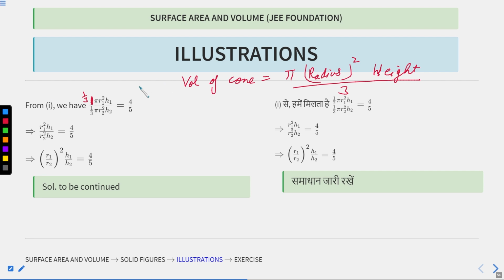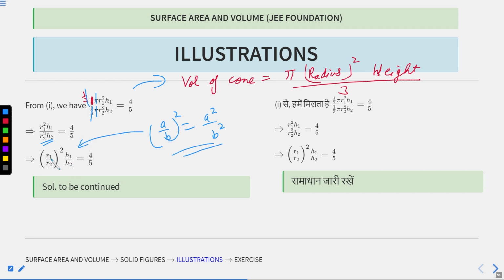So by this formula I write in the ratio form, and this will get cancelled, pi will also get cancelled, and we are remaining with R1 square H1 divided by R2 square H2, which is equal to 4 upon 5. I am taking square terms common. So this means that R1 by R2 whole square multiplied with H1 by H2 is equal to 4 upon 5. We know that A upon B whole square is equal to A square by B square.